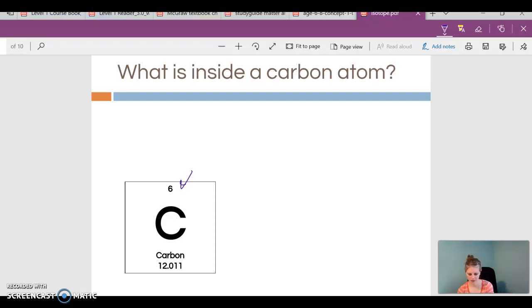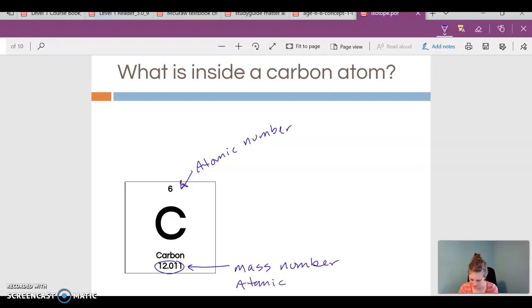This top number here is our atomic number. This number down here is what would be your mass number, or better, because this is the 12.011, a better way to say it would be your atomic mass. Mass number is actually a little bit different, and it's always going to be a whole number. Atomic mass is going to be an average.